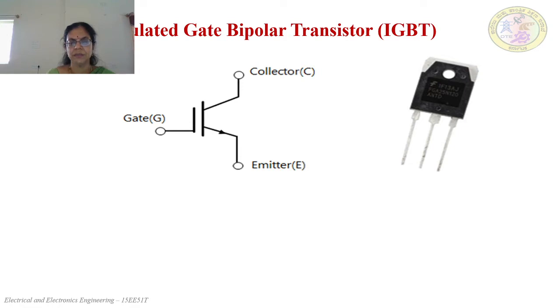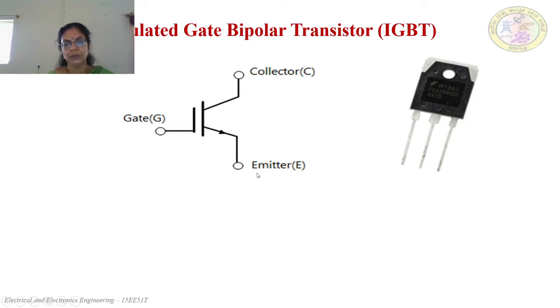First is the symbol of the IGBT. The IGBT has three terminals, namely gate, collector, and emitter. Its practical representation is like this. Gate and emitter form the control terminal pair. Collector and emitter form the power terminal pair. What do we mean by control terminal pair?